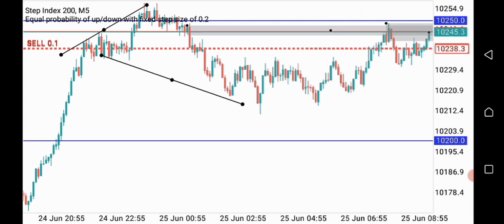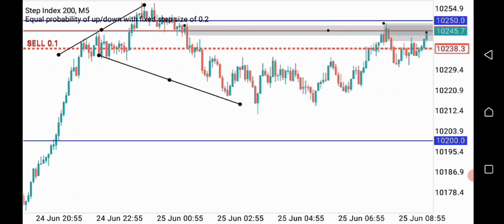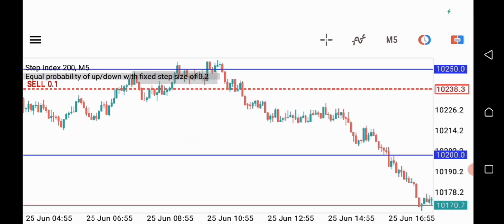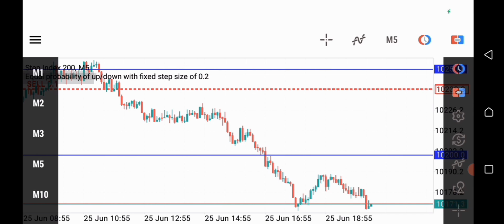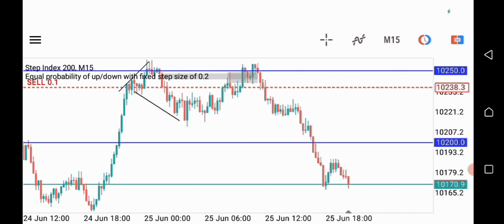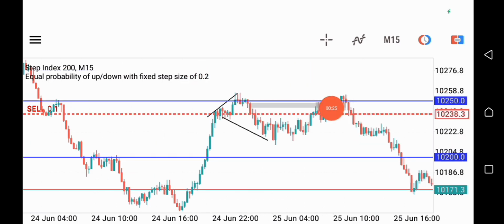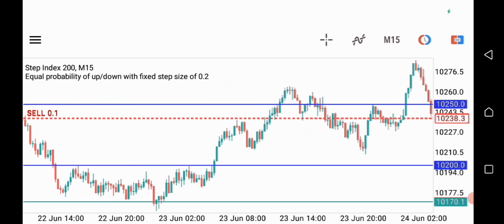So now we are going to have to wait for the trade to run in the direction. So guys, you can see how the market has gone to the downside. Let's look at it from the 15 minutes time frame. You can see how nicely it is respecting the psychological levels. So this is how you trade with psychological levels.